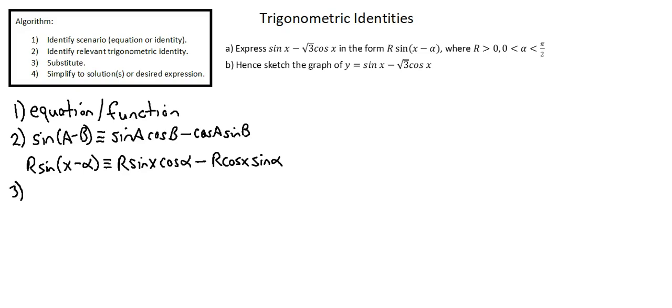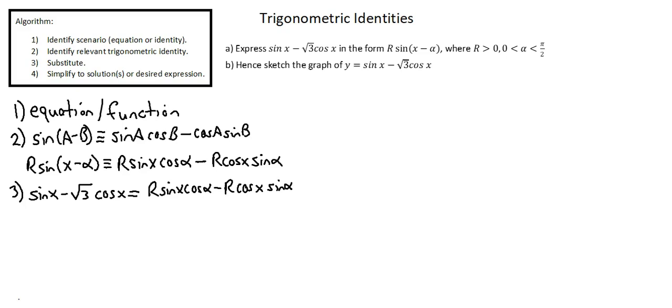Step 3, substitute. We are going to change the left side of the identity to the left side of what will become our equation, and that is the given expression, sine x minus root 3 cosine x. Our requirement is to give that expression in the form r times sine x minus alpha. What's on the right side of the identity in step 2 is going to become the right side of our equation in step 3, r sine x cosine alpha minus r cosine x sine alpha.